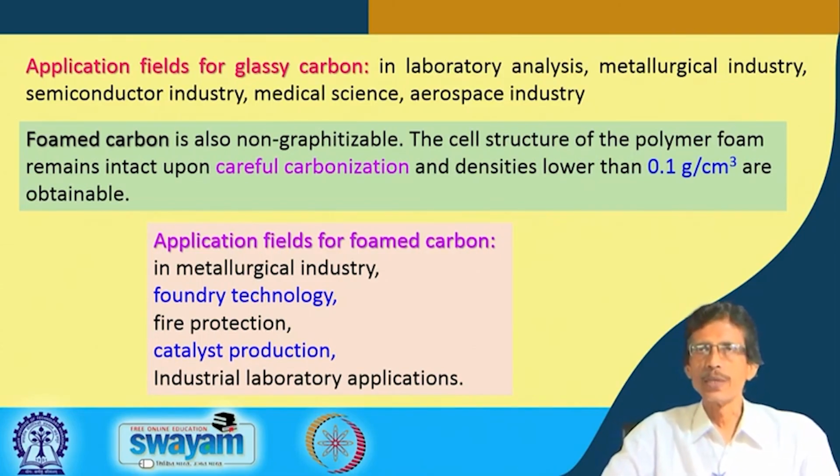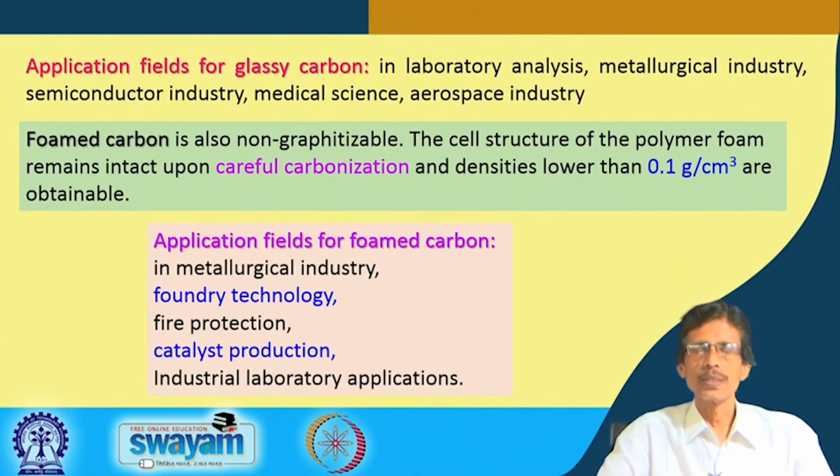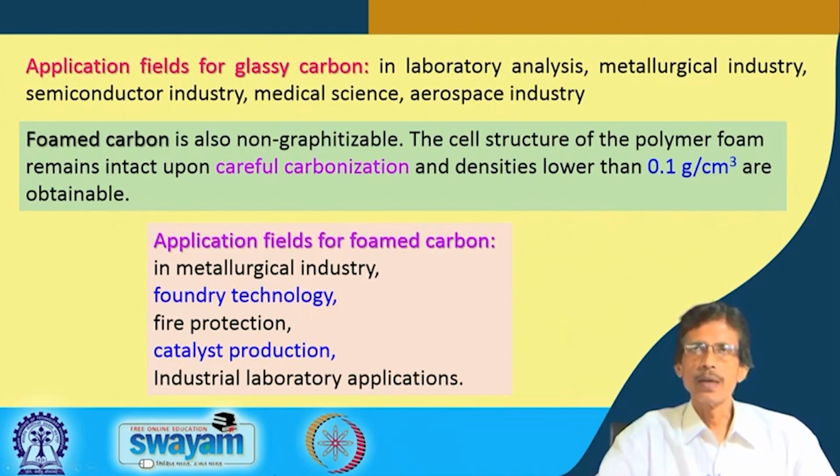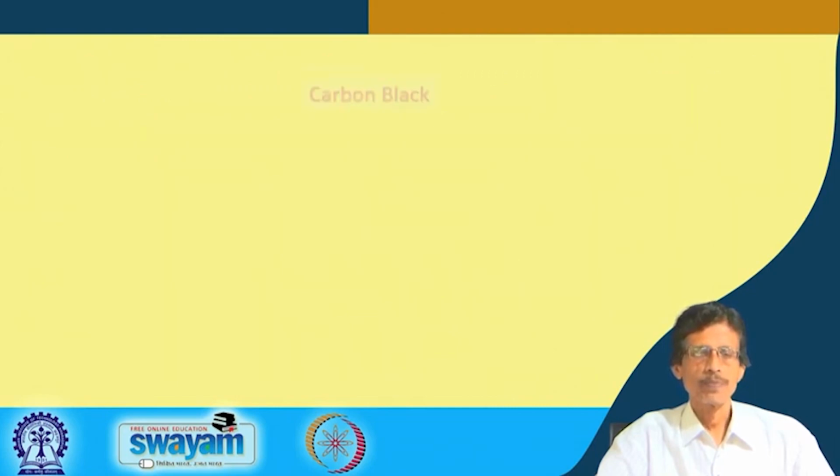And also that foamed carbon surface can be utilized for your catalyst support. So, catalyst can cover that surface and can be utilized, and that surface should be an inert one. So, the inert foamed carbon based surface can be utilized for your catalyst support also. Then different types of industrial laboratory applications. So, carbon can be your material for making different laboratory items for that particular purpose.